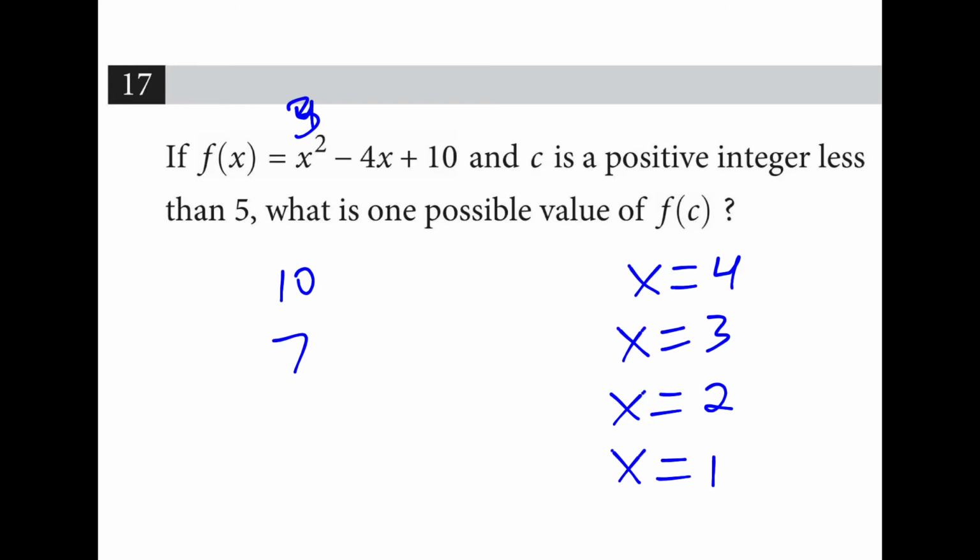If you plug in a 2, that's going to be 4 minus 8, negative 4, plus 10 is 6. If you plug in a 1, you're going to get 1 squared is 1, minus 4 is negative 3, plus 10 is 7.